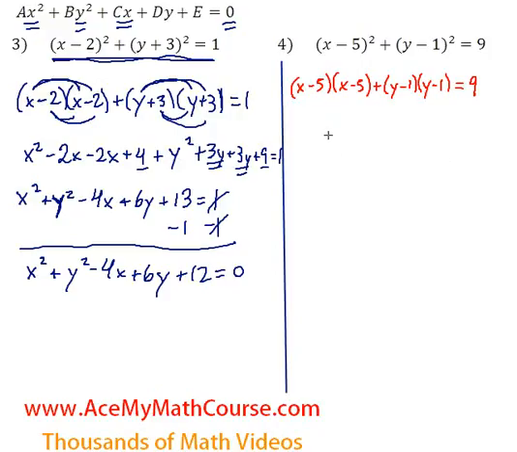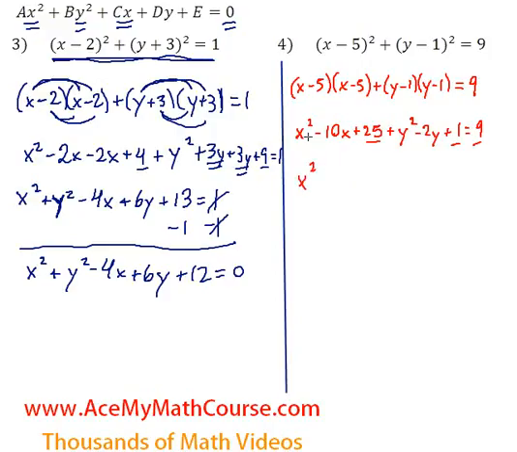So I'll just skip a couple steps here. Once we just expand x minus 5 squared, you're going to end up with x squared minus 10x plus 25. If you have any problems with that, please review polynomials and multiplying polynomials on our website. Y minus 1 squared will simplify into y squared minus 2y plus 1, which is equal to 9.